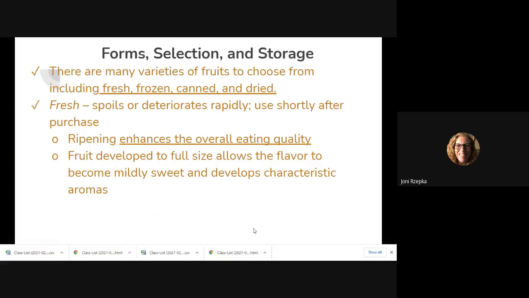Fruits develop to full size. It allows the flavor to become more mildly sweet and develops characteristic aromas, which are smells. Whenever I go into Horrocks, one of the first things I smell is apples because they're right there at the entryway. So that's the aroma that's coming off those fruits that are full size and ripe and ready to be sold.